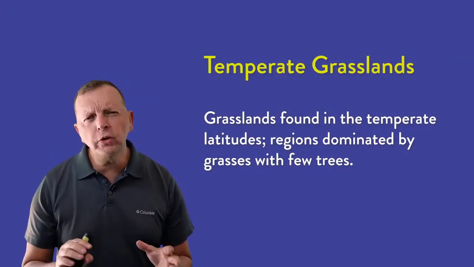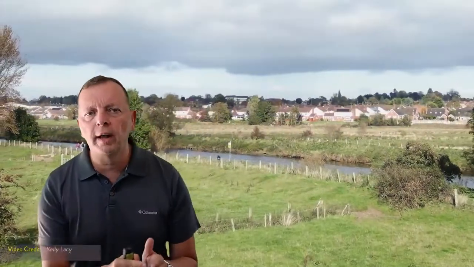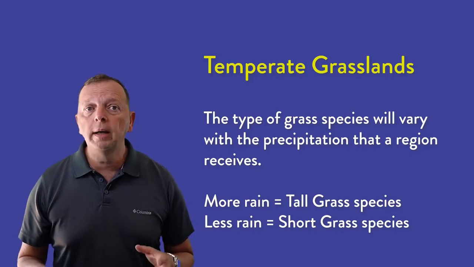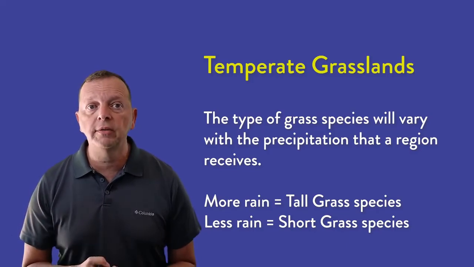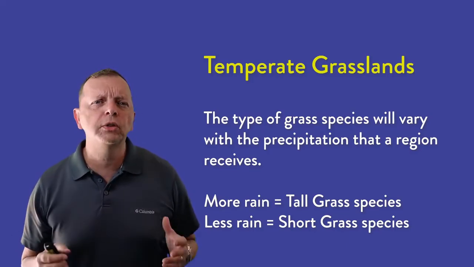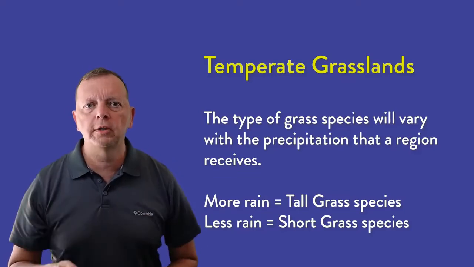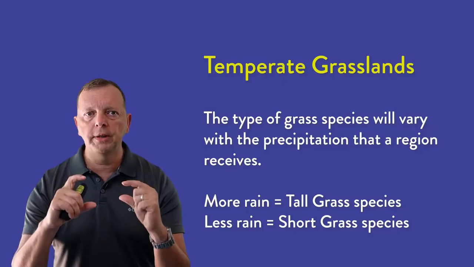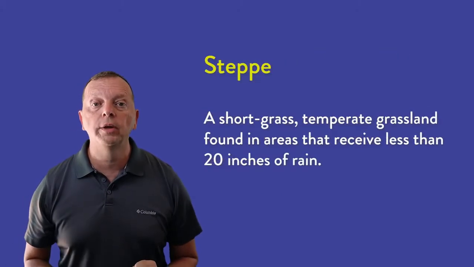There may be trees, but usually we're going to find these trees along river valleys where there is a constant supply of water. The type of grasslands largely differ based upon the amount of precipitation that each receives. Grasslands with more precipitation will tend to have taller species of grasses. As precipitation reduces, you'll begin to get shorter grass species until you get to something called a steppe.